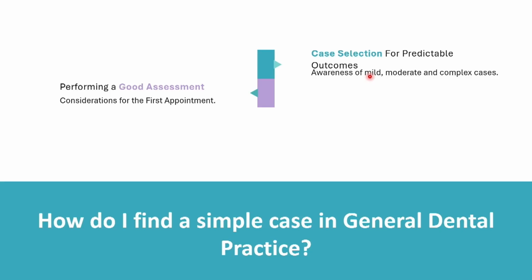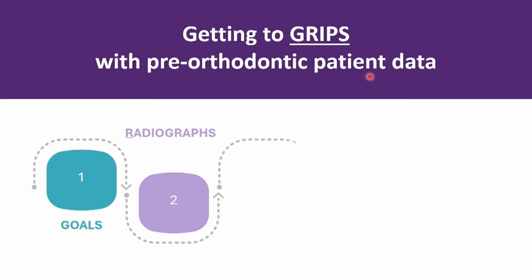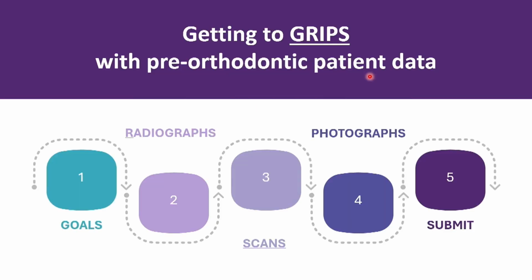So that's a good assessment. If you do that, then you're ready and you're happy that you've got a plan that looks like one that you could deliver in a simple way, then you're ready to collect the data. And this is all the data you will need. So you've got your treatment aims and objectives at the start, which comes off your assessment form, radiographs, scans ideally, or impressions we can accept, photographs, really important, and then submit your case for a prescription.